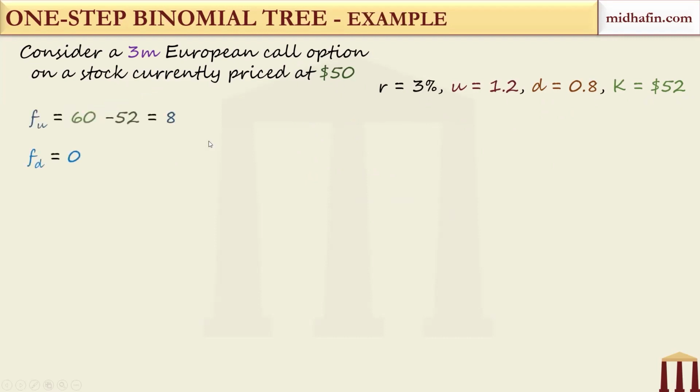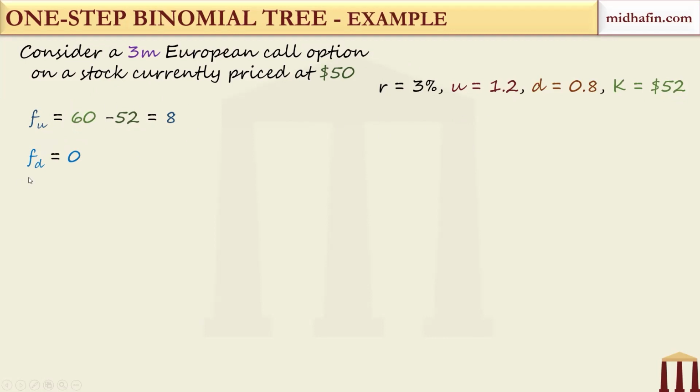Now, I want to find FU. FU means the stock price goes up, so 50 times 1.2 is 60. My payoff will be ST minus K, since it's a call option, right? ST is 60, K is 52. 60 minus 52 is 8.